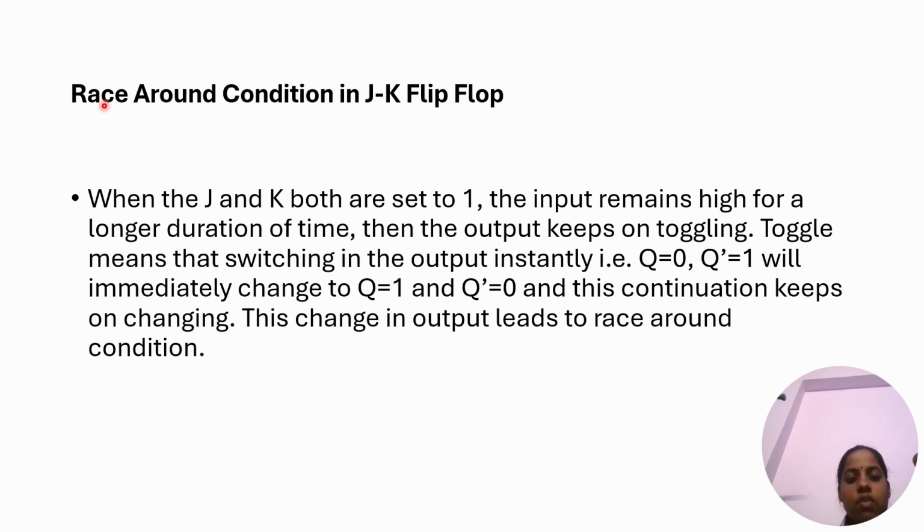In this JK flip-flop, when J and K are both set equal to 1, the output of the flip-flop is toggling. That condition is called the race around condition. Q equal to 0 and Q equal to 1 will change immediately, which means the output of the flip-flop is toggling. That condition is called the race around condition.